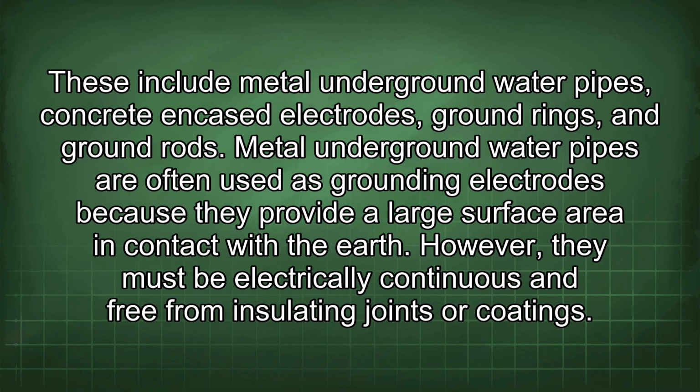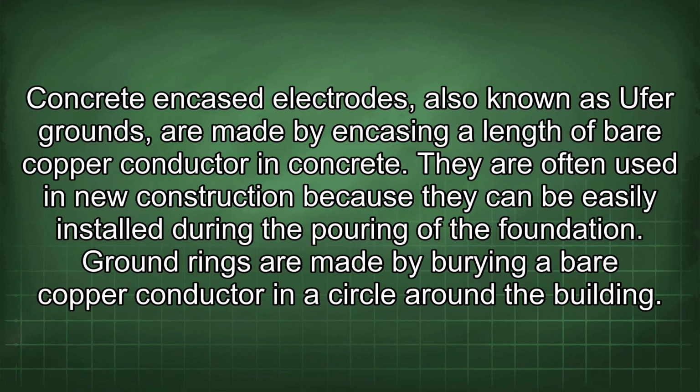Metal underground water pipes are often used as grounding electrodes because they provide a large surface area in contact with the earth. However, they must be electrically continuous and free from insulating joints or couplings. Concrete encased electrodes, also known as Ufer grounds, are made by encasing a length of bare copper conductor in concrete. They are often used in new construction because they can be easily installed during the pouring of the foundation.